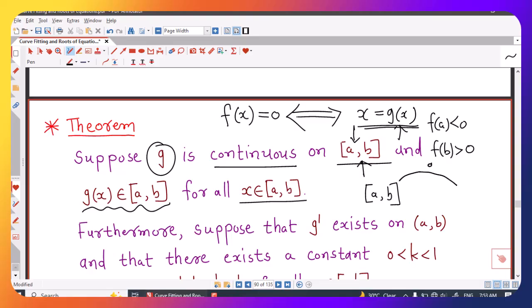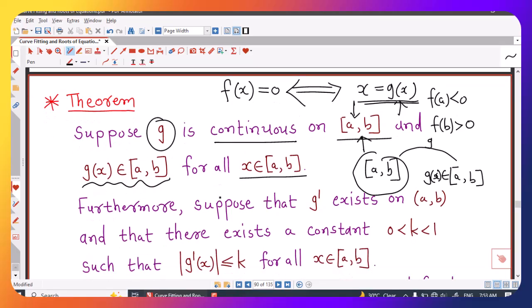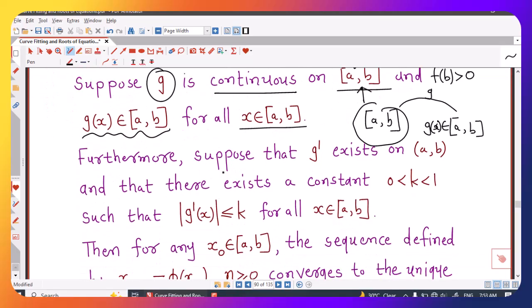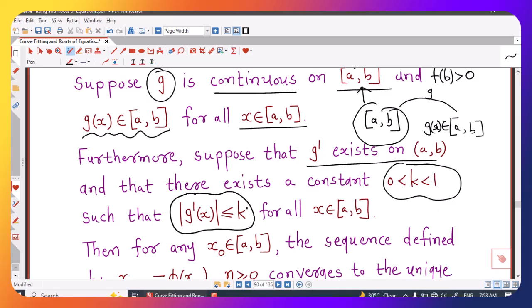If we apply g on this set, then the images are always in this set. That is the meaning of this statement: g(x) belongs to the closed interval [a, b] for all x belonging to the closed interval [a, b]. Now furthermore, suppose that the first derivative of g exists on the open interval (a, b) and there exists a constant denoted by k, which is between 0 and 1, such that the absolute value of the first derivative of g is less than or equal to k, and because k is less than 1, the absolute value of g dash is less than 1 for all x belonging to (a, b).